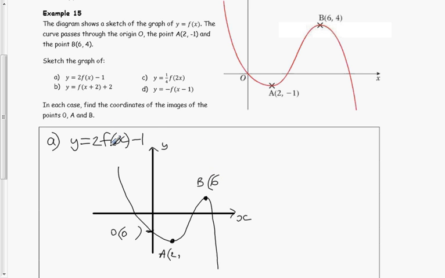So it's the y coordinates that were doubled and then had 1 subtracted. So let's do O: the y coordinate was 0, we doubled it, it's still 0, and then take away 1. Here we double the y coordinate, it becomes minus 2, and take away 1, it's minus 3. And finally at 6, double the y coordinate, becomes 8, take away 1, and that's 7. So that's part A, the graph of 2f of x, take 1.